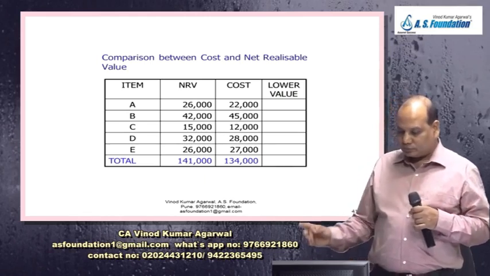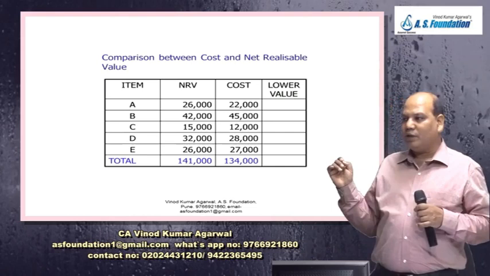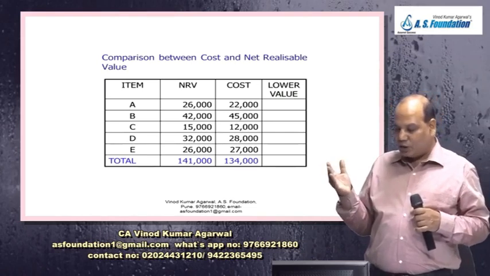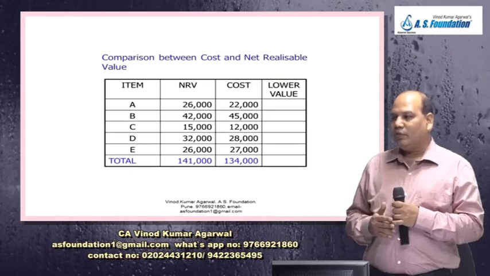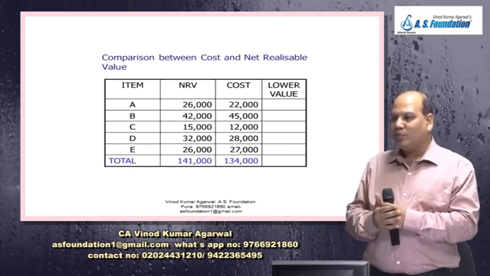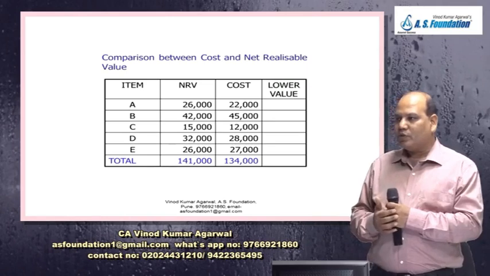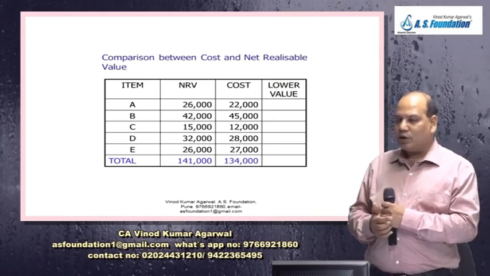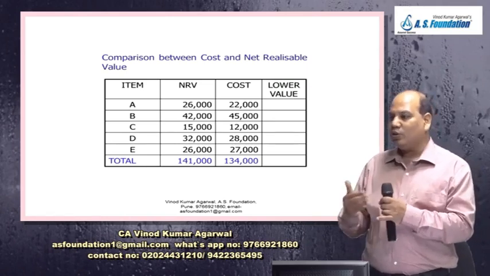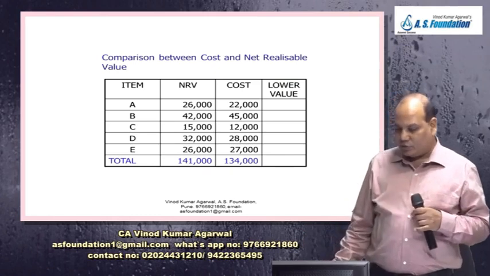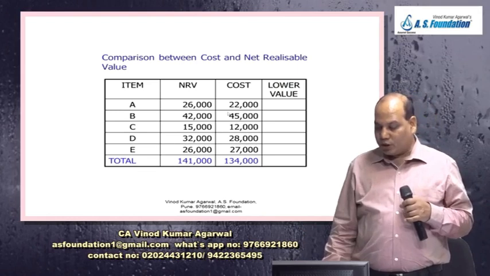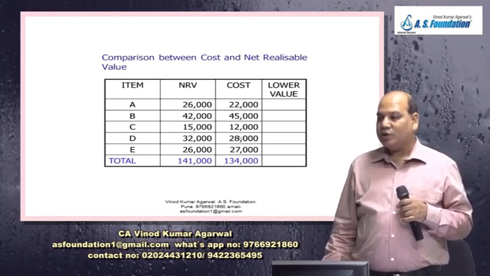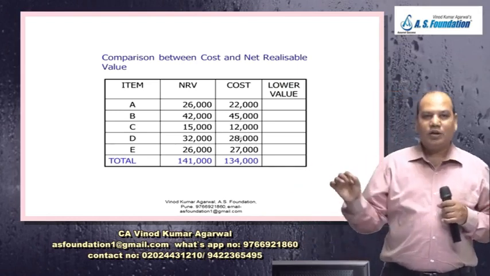Okay. Now, how do we do the comparison? Comparison should be done on an item by item basis. However, similar items can be grouped. Similar items are allowed to be grouped, and then on the basis of grouping you can do the comparison. But which is the most ideal situation? Item by item, so that the loss in one is not compensated by the gain in another.